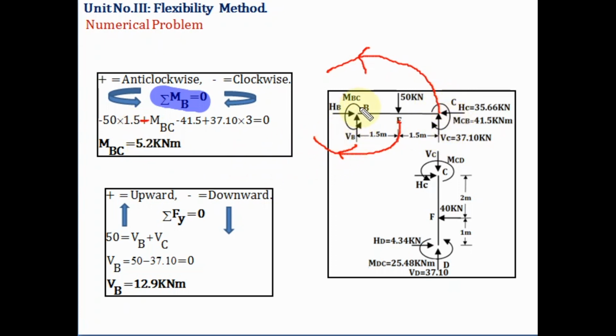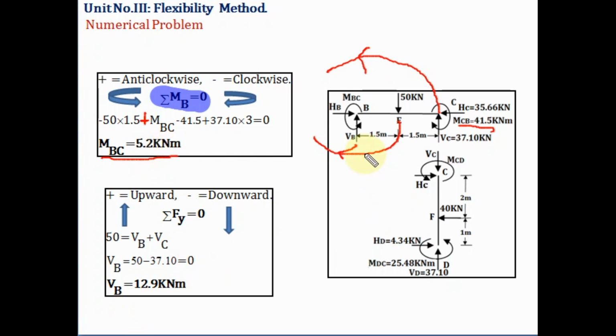Here MBC is acting anti-clockwise, so it is positive. And 41.5, it is MCB, acting in clockwise, so minus. Then 37.5 is the vertical reaction at C. It is acting in anti-clockwise direction, so plus, into the distance which is 3. If we solve this, we'll get the value of MBC. Here we have found out the value of MBC as 5.